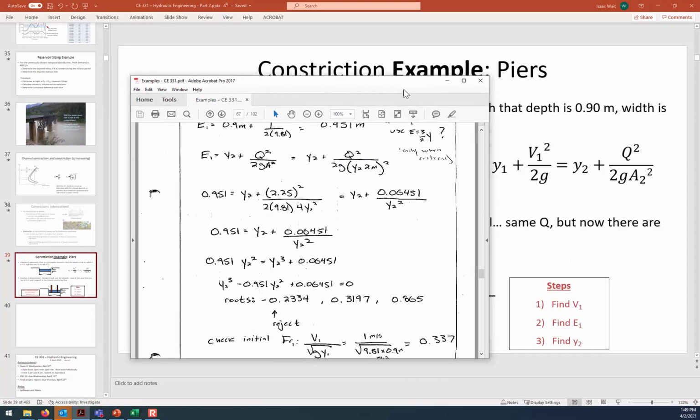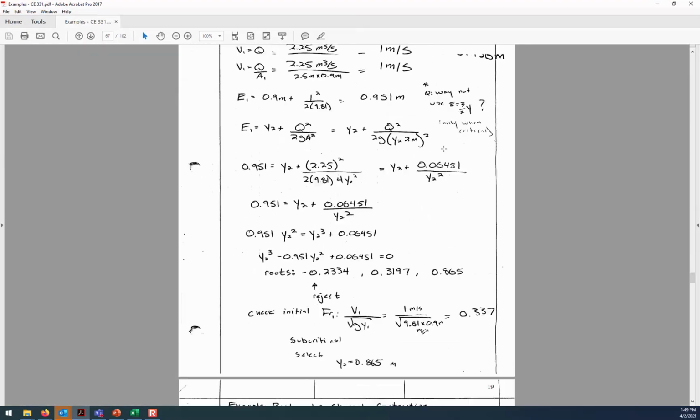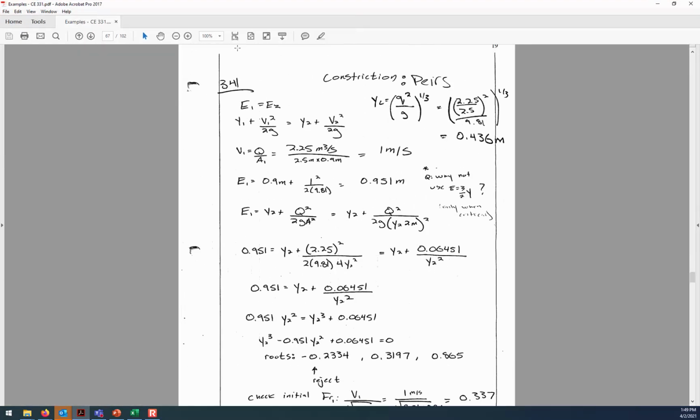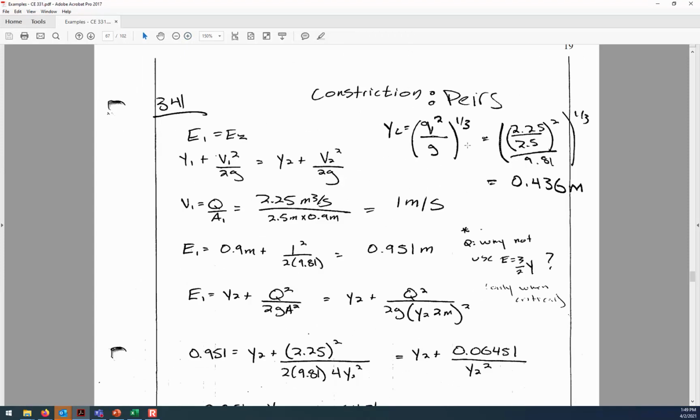All right, so what we do is find the amount of specific energy at 1 and equate that to how much there is at 2. I found the critical depth just to determine that the flow conditions at 1 are subcritical, because our initial depth at 1 is 0.9, and since that's deeper than the critical depth, that means we have subcritical conditions upstream. So there's 0.951 meters of specific energy upstream.